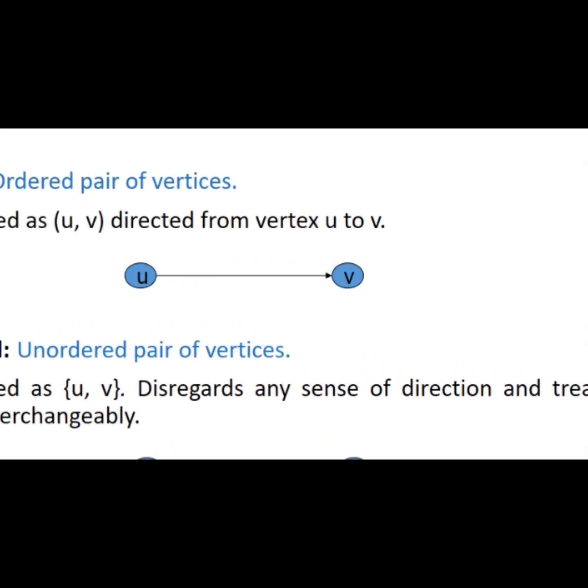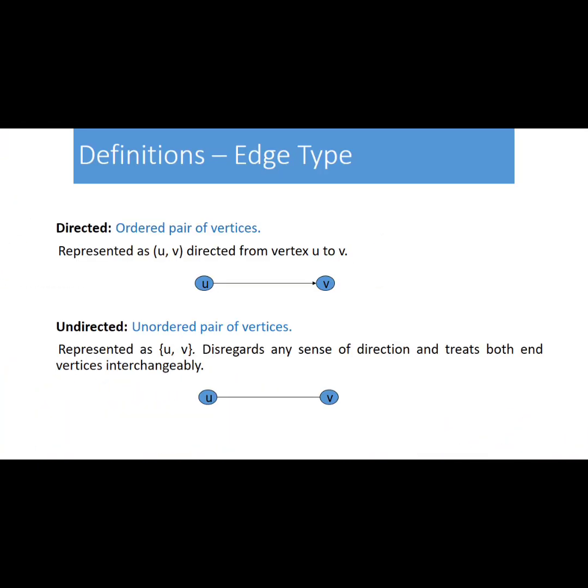There are two types of edges here, directed edges and undirected edges. An ordered pair of vertices (U, V) represents an edge directed from vertex U to V. It is directed. Suppose it is undirected, it means an unordered pair of vertices, represented as (U, V), which disregards any sense of direction and treats both end vertices interchangeably, (U, V) or (V, U). Okay.